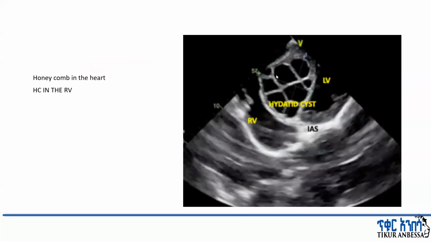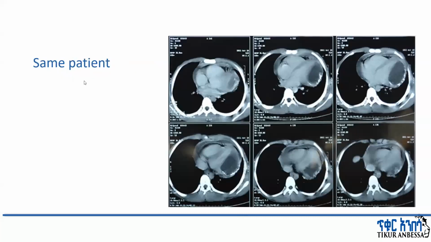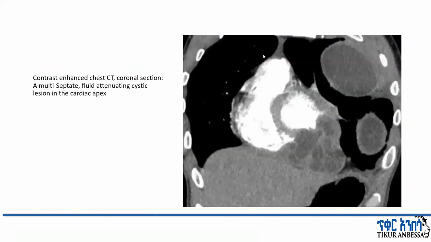You see it's a huge multi-cystic cyst in the right ventricle, and on the left side is the CT of the same patient. The CT showed a huge left ventricular hydatid cyst with calcifications. So the left ventricle is the commonest site for involvement.